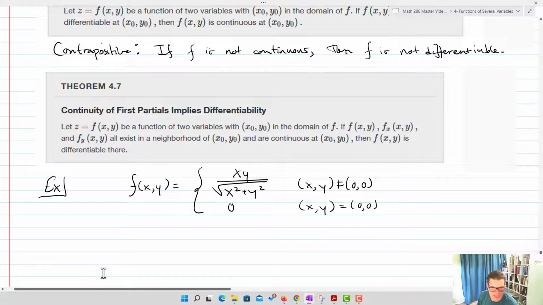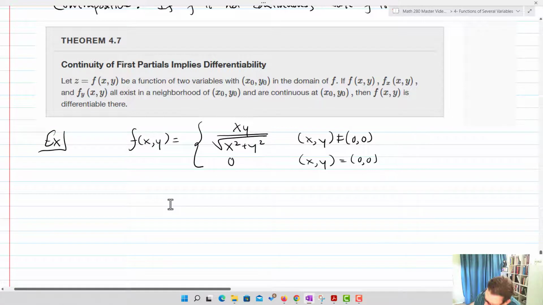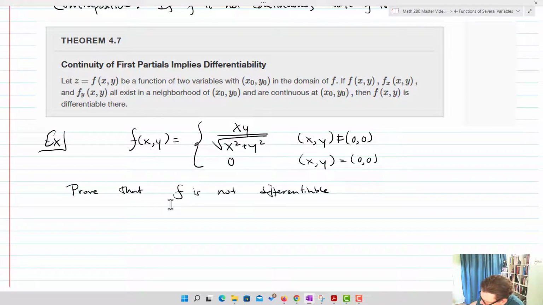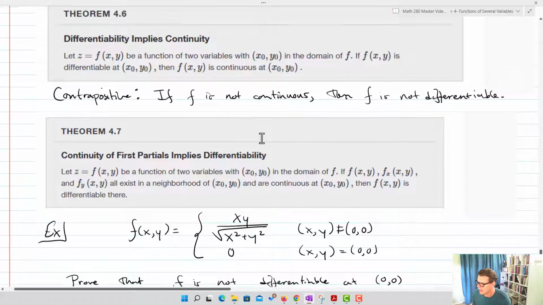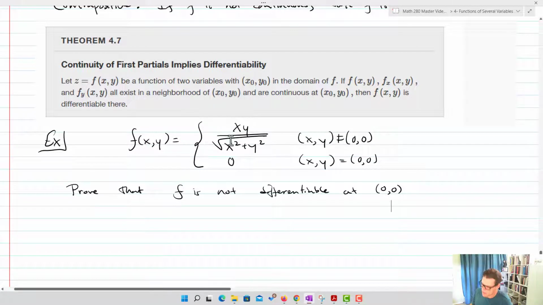But let's actually look at this. We want to prove that f is not differentiable at (0,0), a place where it's got a hole. So what we'll do first is figure out df/dx. Find df/dx.